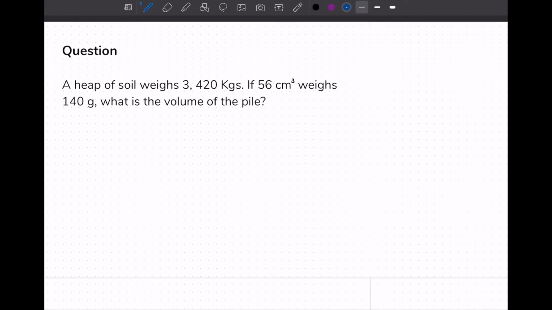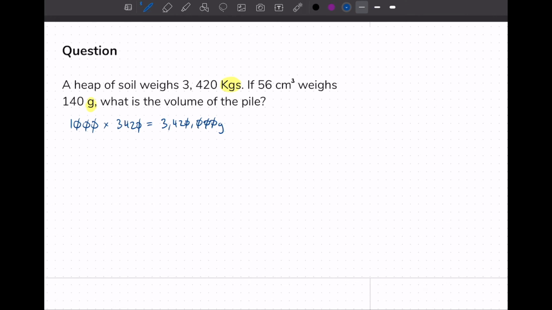So the first thing we need to do is to figure out, are we going to be working with kilograms or grams? And in this instance, I'm going to work in grams. Just kilograms is going to give me some really big numbers because there are 1,000 grams per kilogram. So if I have 3,420 kilograms, well, I have 1,000 times that many grams, which is this value here.